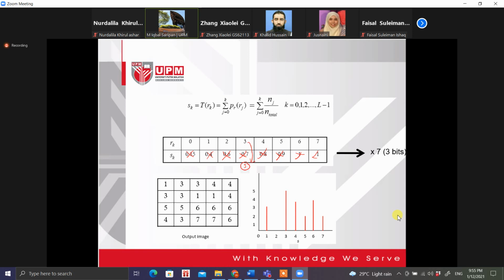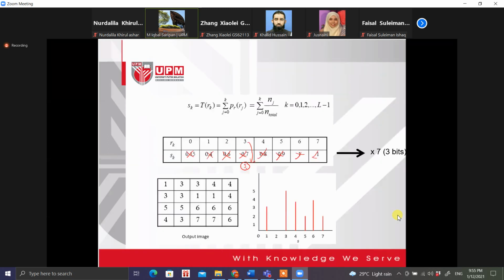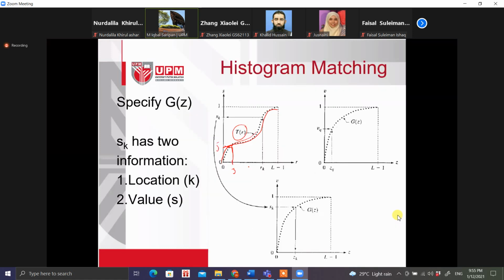How do I get 5? 0.7 multiplied by 7 is 4.9. The closest integer value is 5. But if I use this particular equation of the transformation function, I just do the interpolation. From 3, I get 5. So this is called histogram matching.